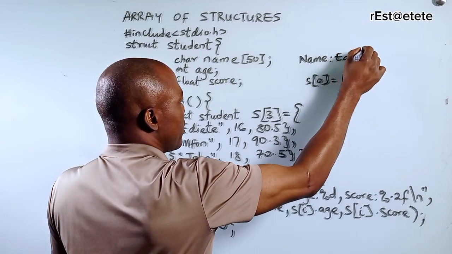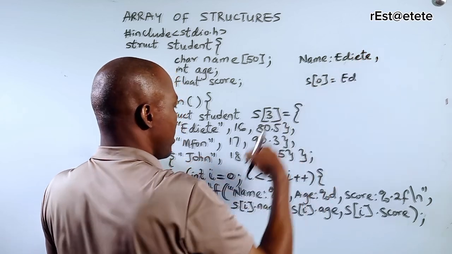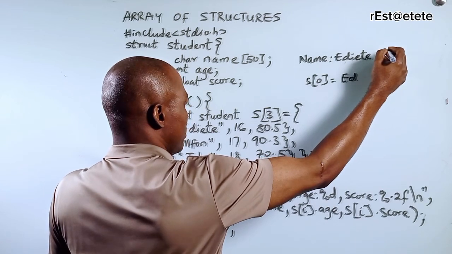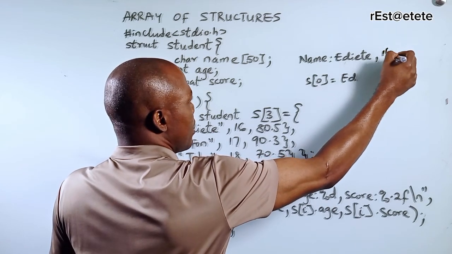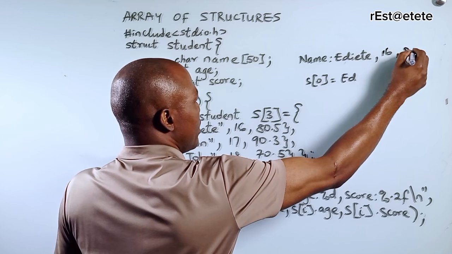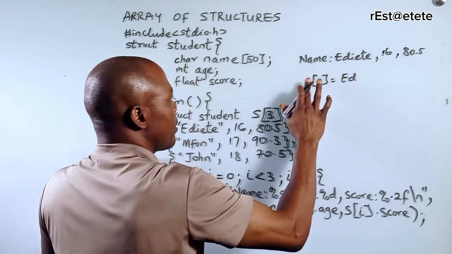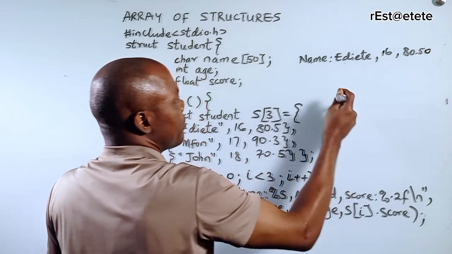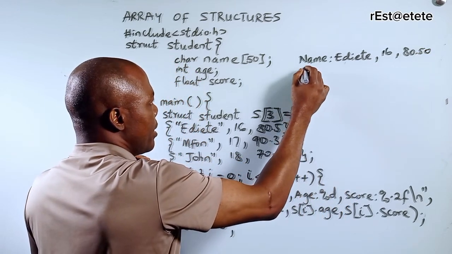Ediete, right, comma, then it will print out age, which is what? 16, and it will print out 80.50. Then name.